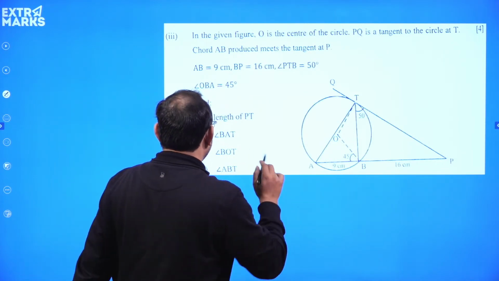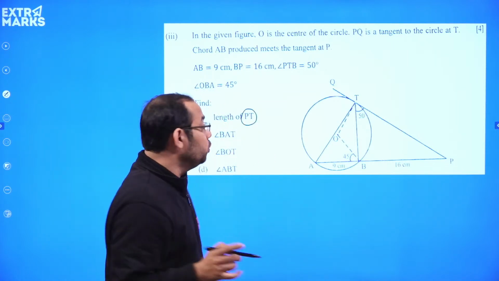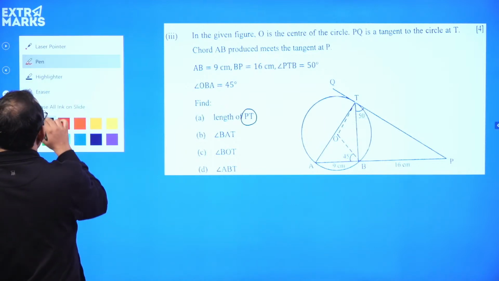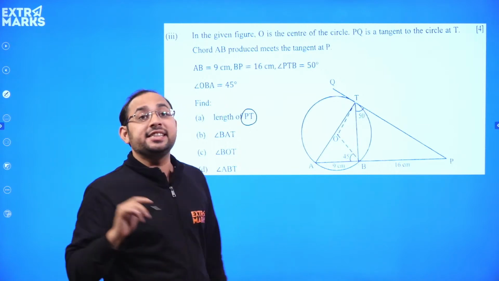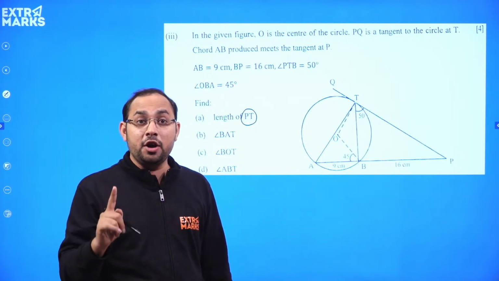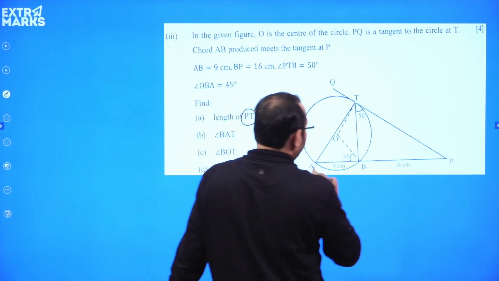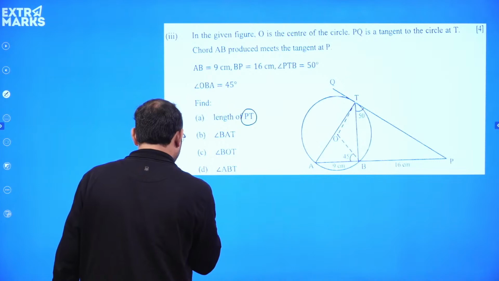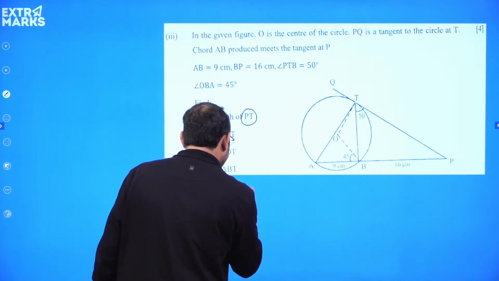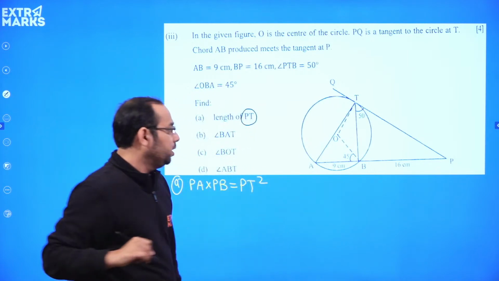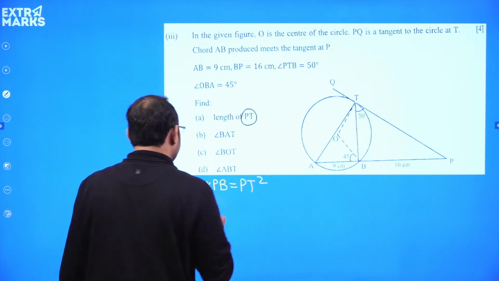So first part, let's start with finding the length of PT. To find the length of PT, you will have to apply what? You will have to apply tangent secant theorem. Okay, what will you have to apply? Tangent secant theorem. Okay, so that is PA multiplied by PB is equal to PT square. Now you know PA, you know PB. Their multiplication is equals to PT square.